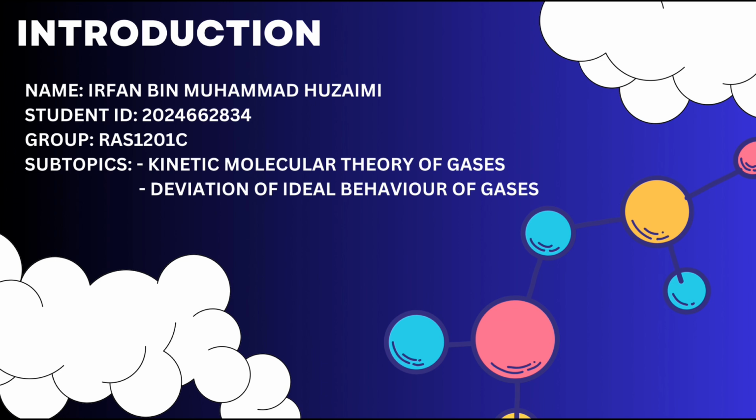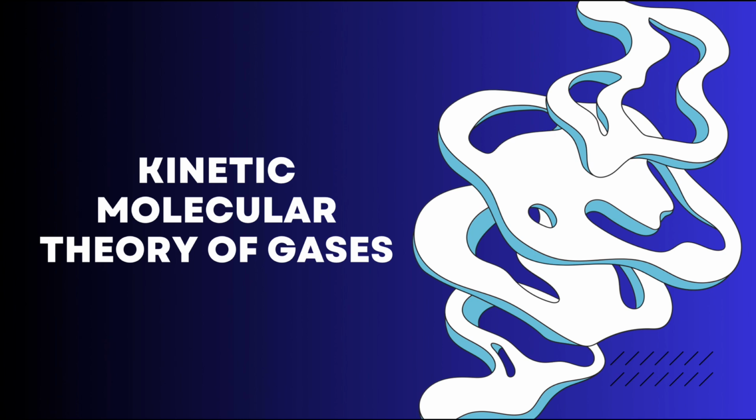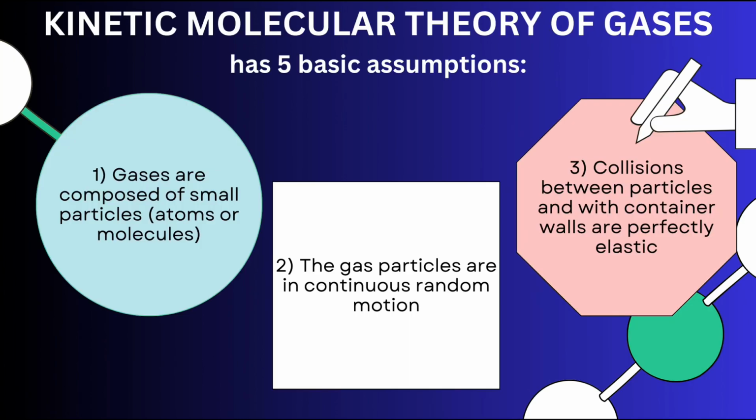My class group is RAS 1201C, and the subtopics that I will be discussing about gaseous state are kinetic molecular theory of gases and deviation of ideal behavior of gases. First, I will be discussing kinetic molecular theory of gases. Now, there are 5 basic assumptions about the molecular theory of gases.